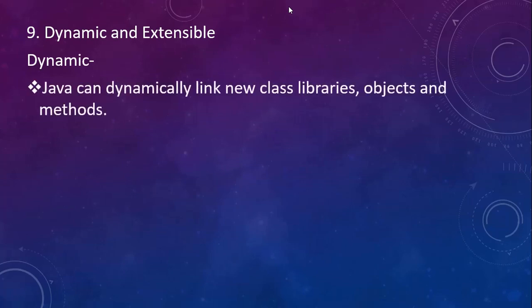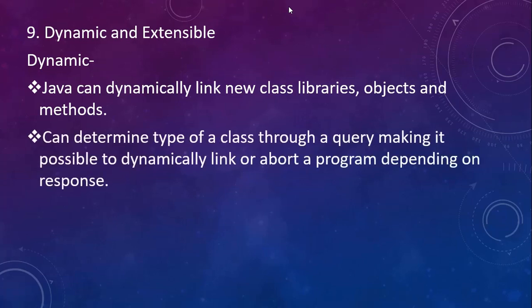Java is dynamic. We say dynamic because Java can dynamically link new class libraries, objects and methods. Java can determine the type of a class through a query, making it possible to dynamically link or abort a program depending on the response.